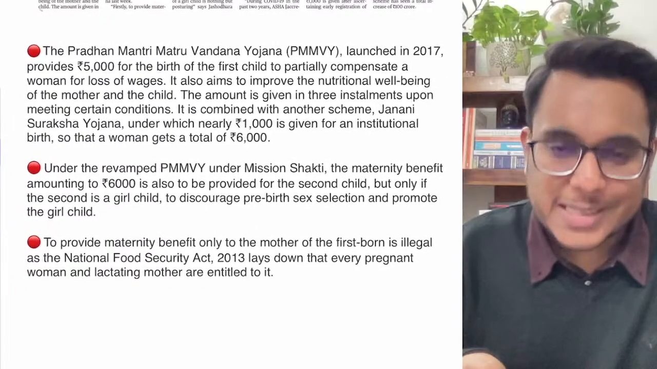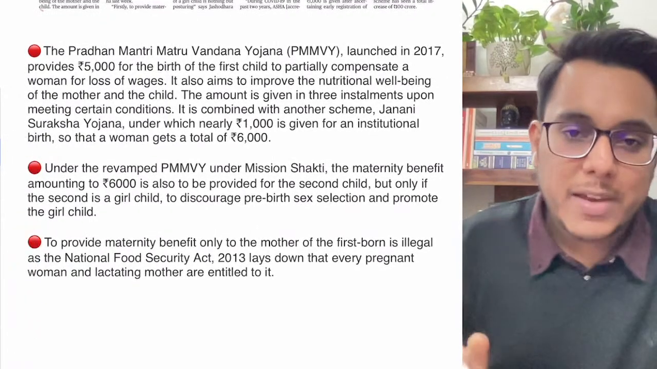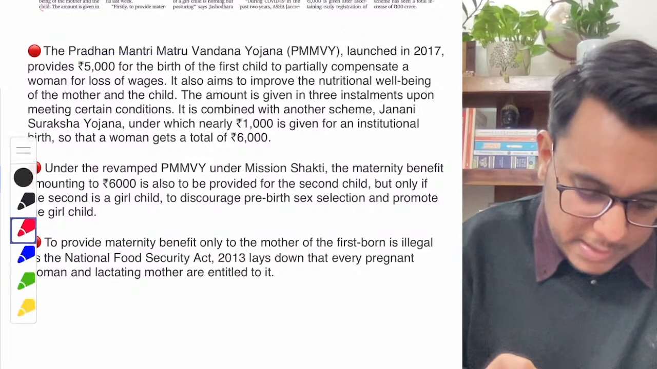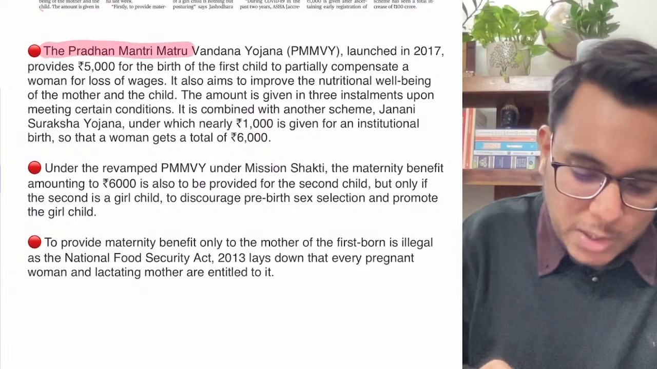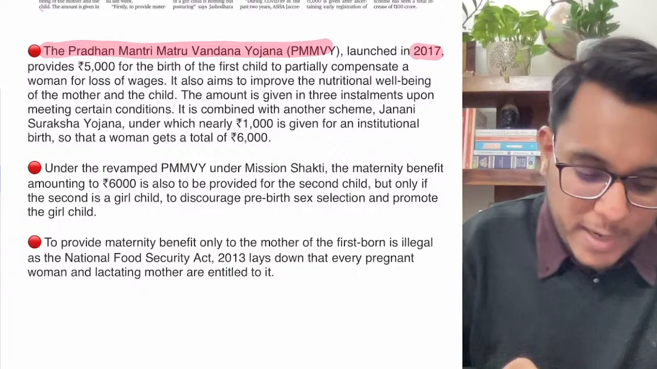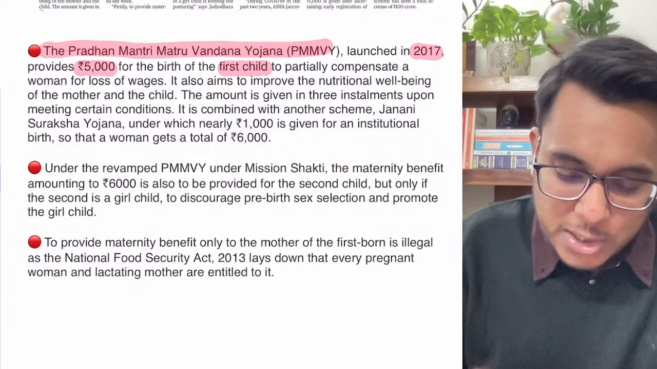Now, first of all, let's see the background. So the background goes like this. We have a scheme, the Pradhan Mantri Matru Vandana Yojana. This scheme was launched in 2017, and it provides 5,000 rupees of benefit to the mother for the first childbirth.